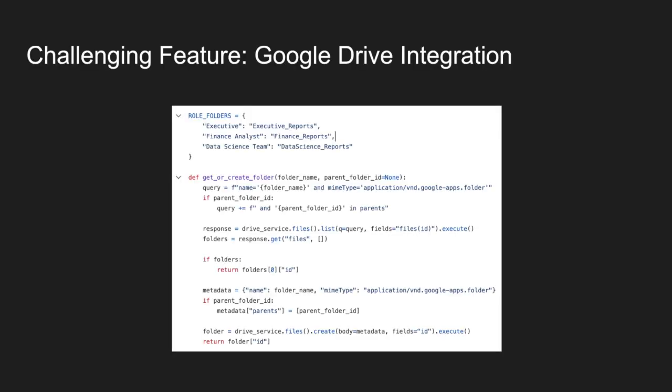Features to include in the application was the Google Drive integration. I wanted to make sure that each role had access to various folders, but that the files would be saved outside of a local drive. The function that is displayed handles the creation of the Google Drive folders based on the user roles. If the folder already exists, it fetches it. If not, creates a new one. And then this logic ensures that reports are neatly organized per role, like executive reports.